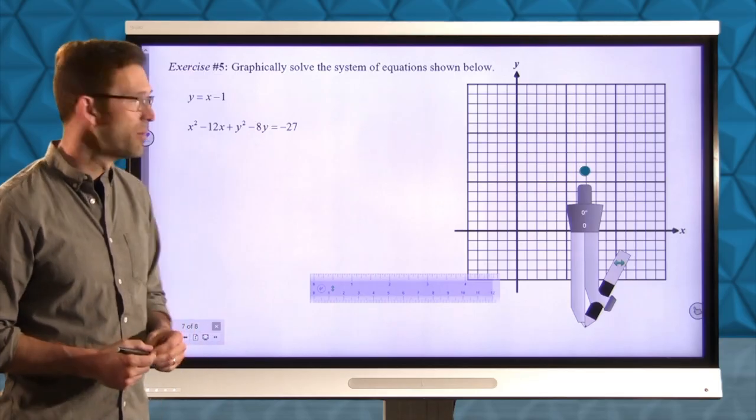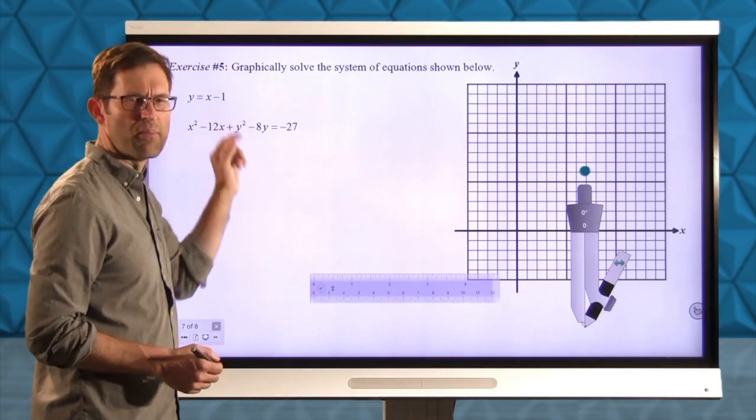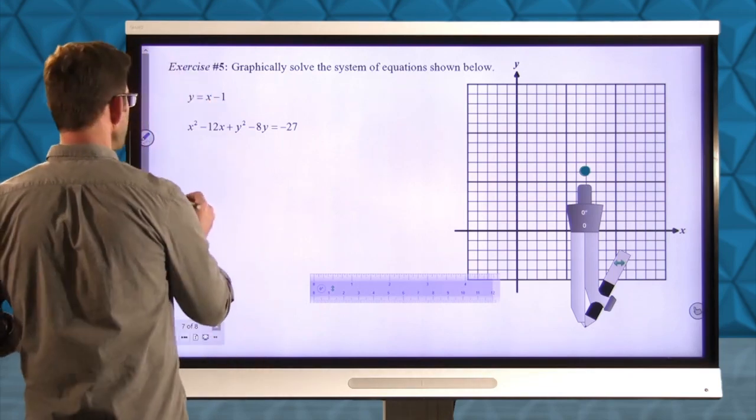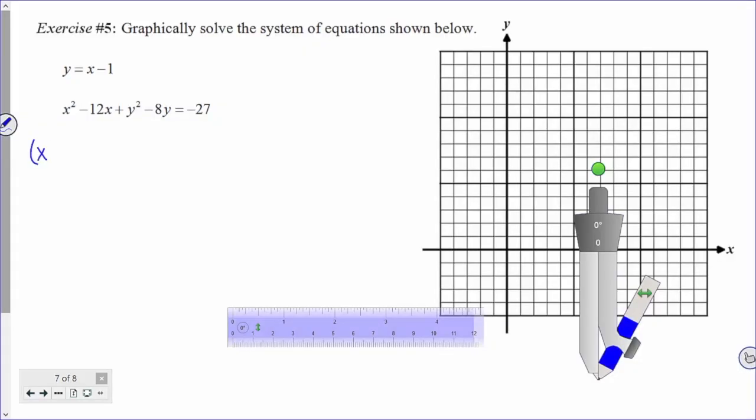All right, let's go through it. So I'm going to deal with the circle first. We'll come back to the line in just a little bit. That's pretty easy. So let's do the completing of the square. We've got x squared minus 12x.